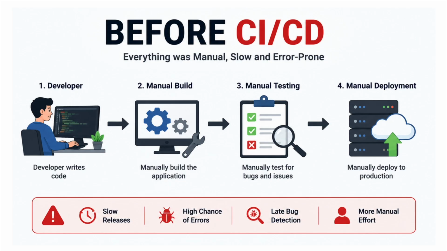Manual work can also lead to mistakes. As applications become larger and teams become bigger, managing everything manually becomes difficult. Companies needed a faster and more reliable way to deliver software. This is one of the main reasons why CI/CD became popular.